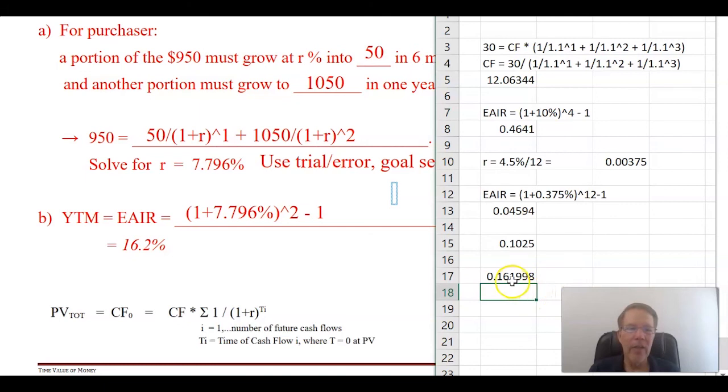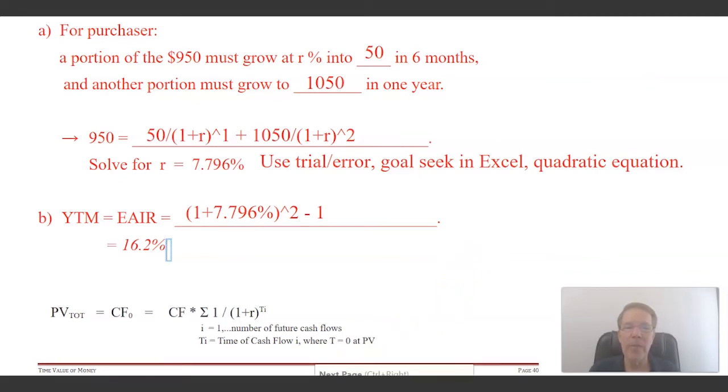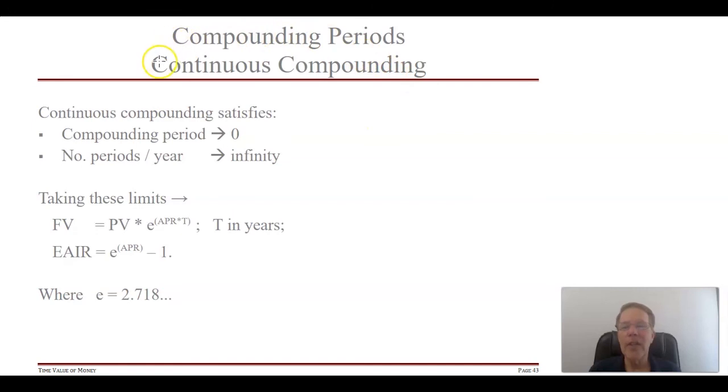Okay, and I get 16.2% as shown right here. So that would be a pretty nice deal if we were confident that there was not going to be any bankruptcy or anything like that along the way. Okay, another thing that this is in gray, so you don't need to know.